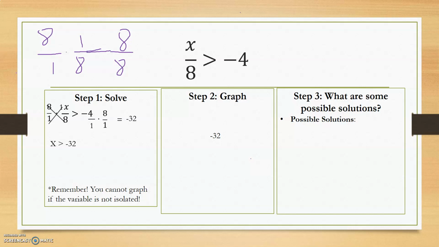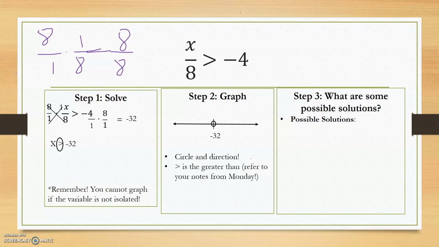So now let's go to step 2. We're going to go ahead and graph. I need to look at the circle and direction of the arrow. We're going to look at the inequality. There's no or equal, so it's going to be an open circle. I'm going to look at the sign. Remember, always look at your sign.